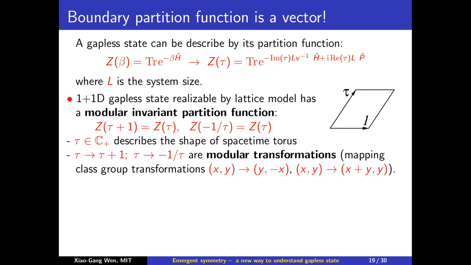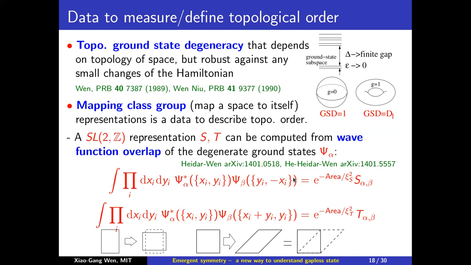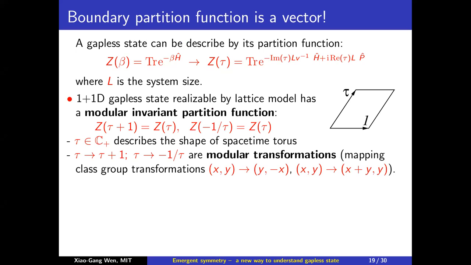And this quantitative description of gapless states has a very special property. It's called modular invariance. This modular transformation is what we call the 90 degree rotation and the shear twist; these two transformations generate a group called the modular group. Under this modular transformation, it turns out the partition function is invariant. So tau goes to tau plus one, and tau goes to minus one over tau, corresponding to these two: the 90 degree rotation and the shear twist. So this becomes the story for the gapless one plus one D system.